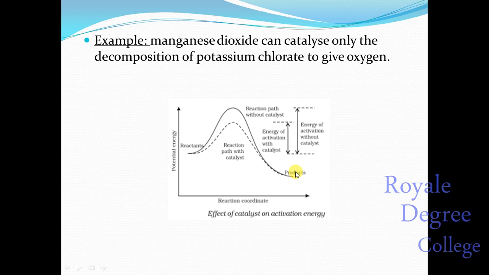Okay, so here energy of activation without catalyst is more. But if we are using the catalyst, means if we are introducing the catalyst in the reactant, reaction path with the catalyst will be less, isn't it? So energy of activation with the catalyst is less. So within a short time we will get the product.